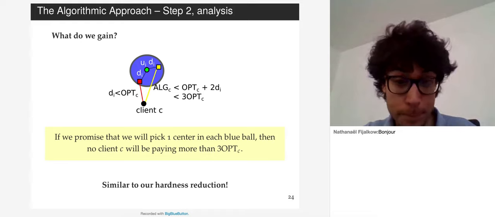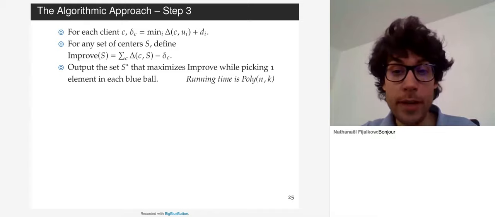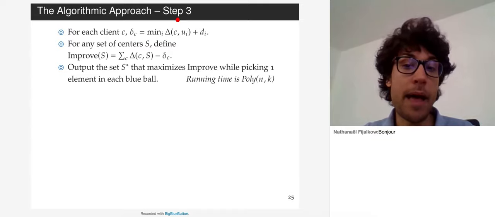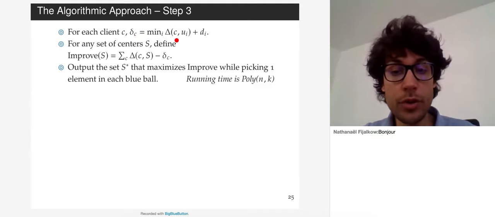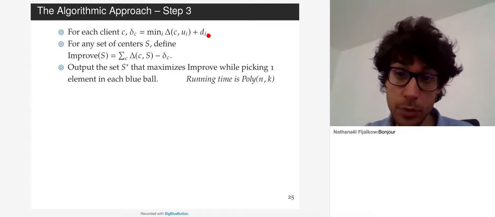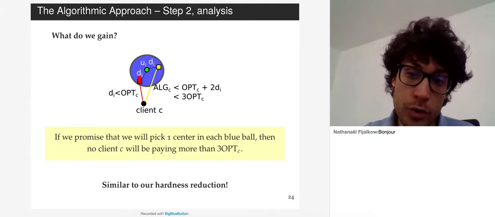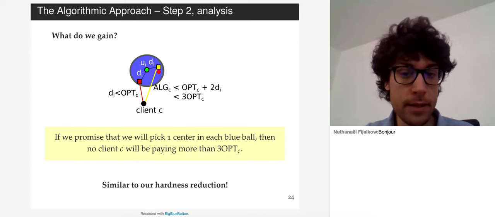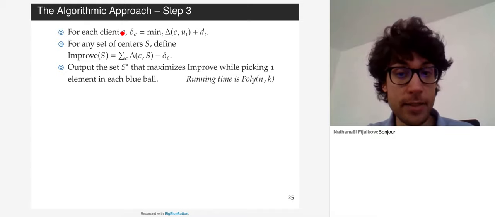And in fact, that's what we are going to do, and that's the last step. The last step is kind of funny, because for each client C, we're going to have this delta C, which is the worst case bound that this client is paying. So what is the worst case bound? You go to the leader and then you pay d_i. That's what we showed: the worst case bound for this client is that you go to the center and then you pay d_i. That's a valid upper bound on what each client is going to pay.